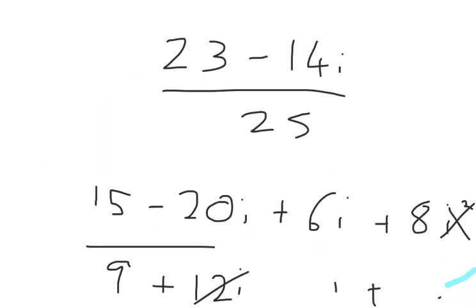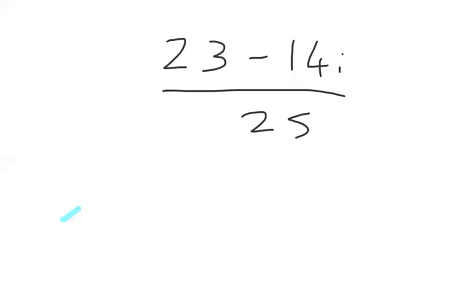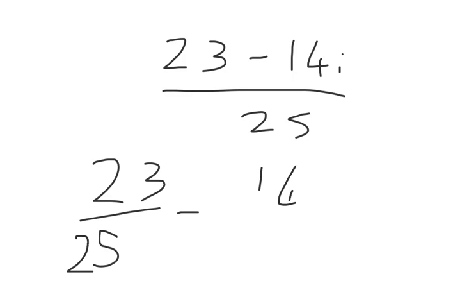Remember, all we're trying to do is get rid of the complex numbers on the bottom, and this is what we've done. We've now put the equation in the form of a plus bi, and if you want to be more precise, 23 over 25 minus 14i over 25. So a is 23 over 25, and b equals minus 14 over 25.